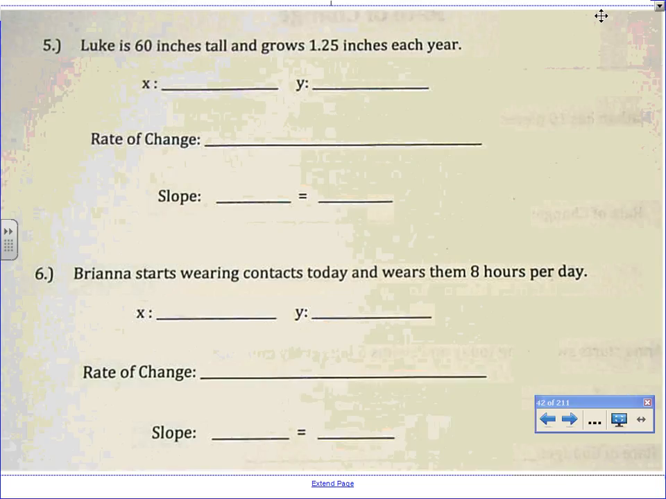Okay, I want you to take about 30 seconds. Just finish up the problem that you're on. As long as you have 3 of them done, that's fine. You can finish all of them if you want.